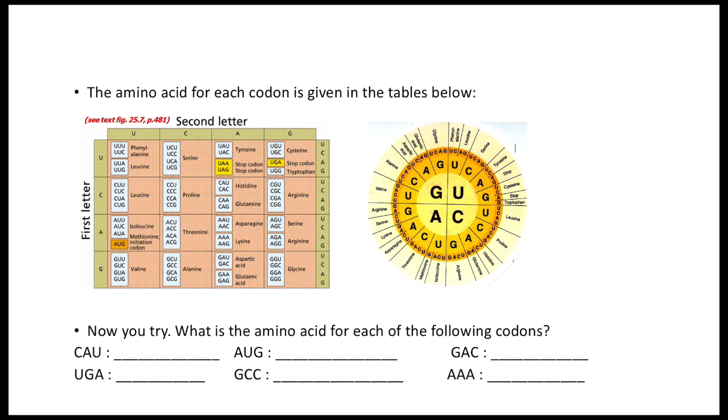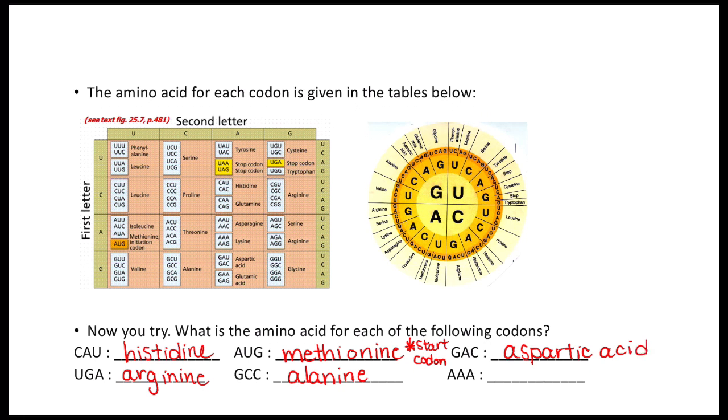This was in our last lesson, and we figured out by using the chart that CAU, for example, was histidine, UGA is arginine, AUG is methionine, and this is our start codon. So that is the only code for methionine. There are no multiple codes for the methionine amino acid. GCC is alanine. GAC is aspartic acid. And then AAA is lysine.